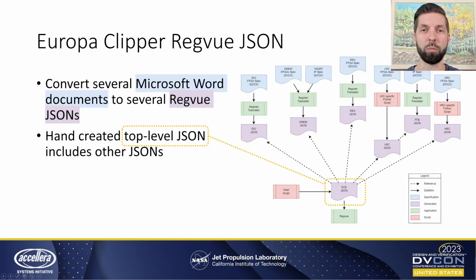Design information for Europa Clipper is spread across multiple Microsoft Word documents. And if you're working at a system level, this isn't an ideal situation. But with Regvue, we can put all of this design information into one place. This diagram shows all the Word documents at the top. With various applications and scripts, these Word documents get transformed into the Regvue JSON. And then we have a hand-created top-level JSON file that then includes all these individual JSON files. This top-level JSON file is what gets loaded into Regvue.